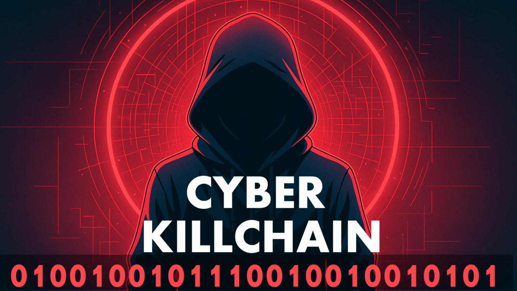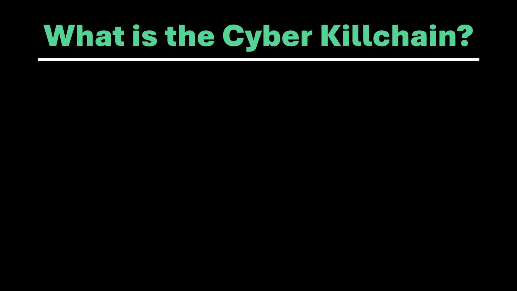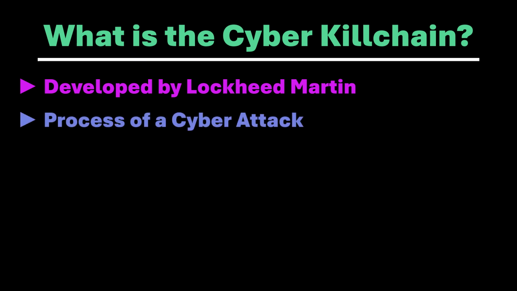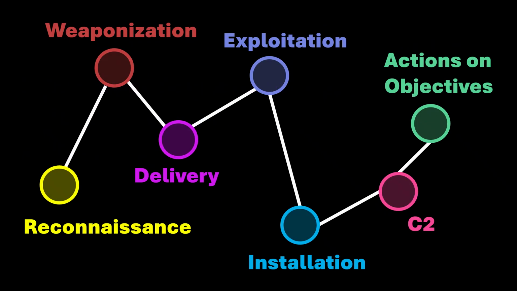The cyber kill chain is a concept originally developed by the American company Lockheed Martin to represent the process of a cyber attack in a structured and understandable way. The model describes the 7 phases an attacker goes through to carry out a successful cyber attack. Now let's talk about these phases.